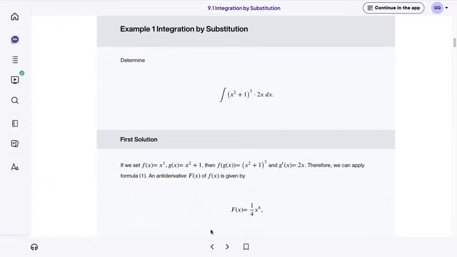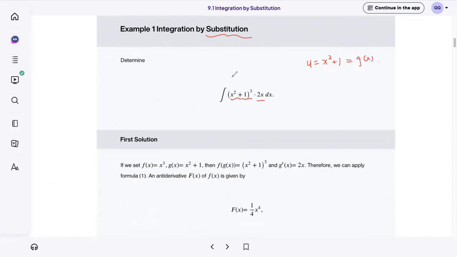Let's see this example. Here we see we have x squared plus 1 raised to 3, then multiplied by 2x. So usually we use u substitution, right? Normally textbooks call this u substitution. So we let u be the base, x squared plus 1.